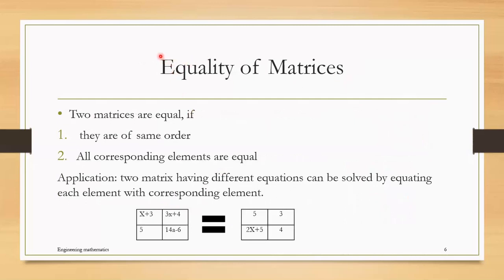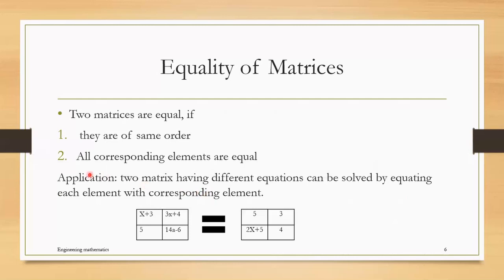Equality of matrices. When can we say that two matrices are equal? Two matrices are equal if they are of the same order, meaning that if one is m cross n, the other should also be m cross n, and all corresponding elements are equal. Meaning if the first value of this matrix equals the first value of this matrix, only then will we call these matrices equal. So every corresponding element should be equal to identify these matrices as equal.